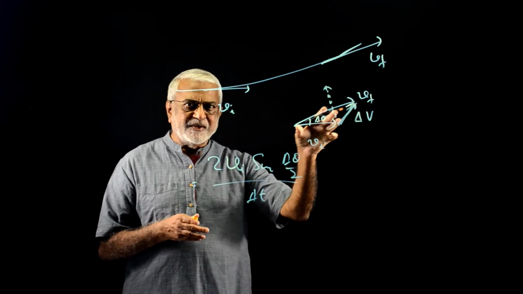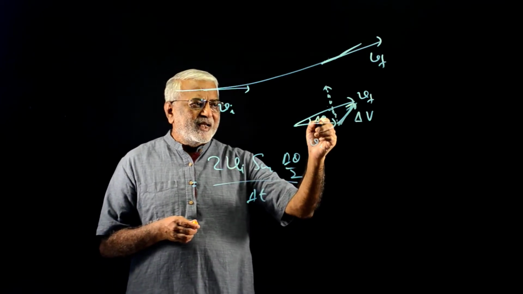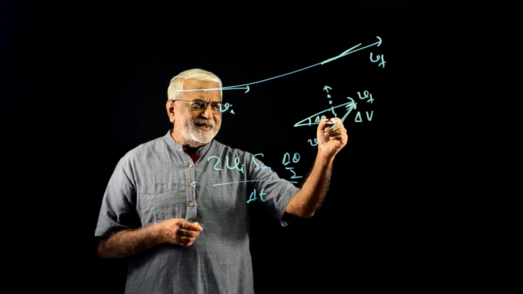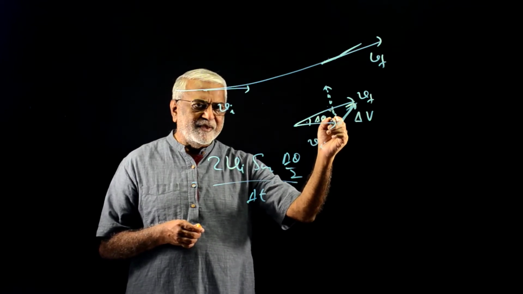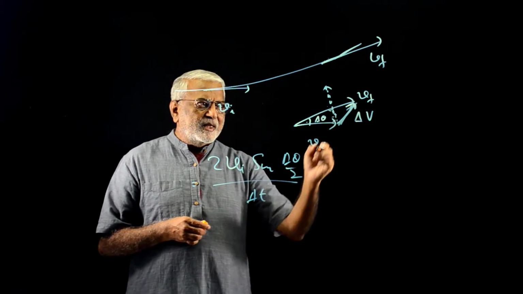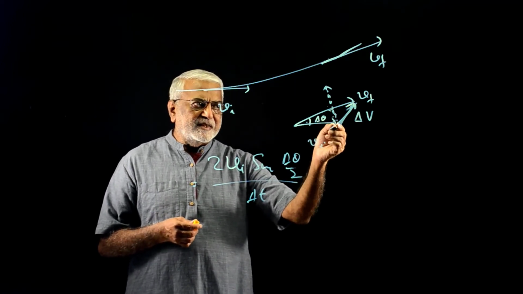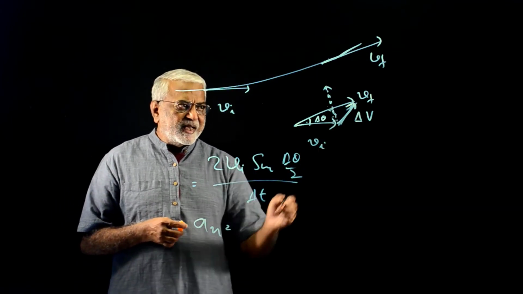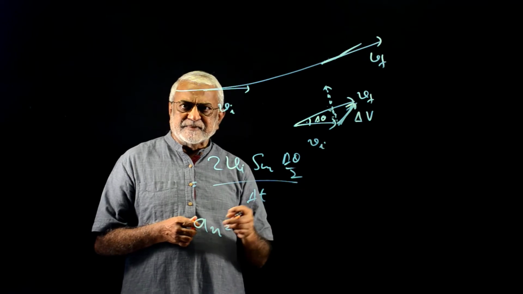We cut off from Vf a length equal to Vi. So this is about the change in direction. This angle is 90 minus delta theta by 2, after all, the sum of these three angles is 180. These two will be together 180 minus delta theta, and half of that, 90 minus delta theta by 2. Right? So as delta t tends to 0, delta theta tends to 0, this angle tends to 90. So this will be normal acceleration in the limit, the acceleration perpendicular to the velocity vector.